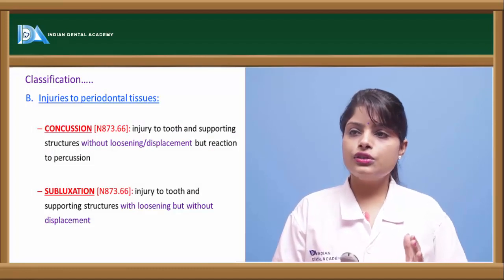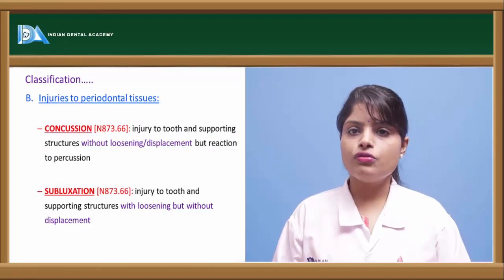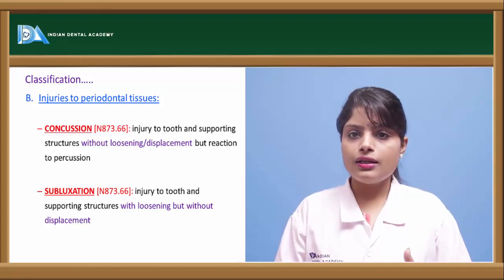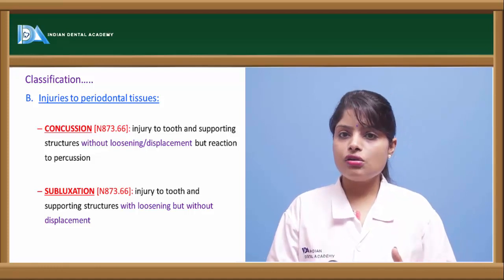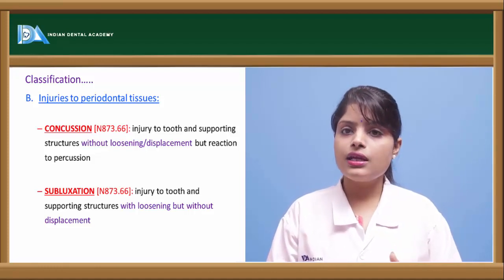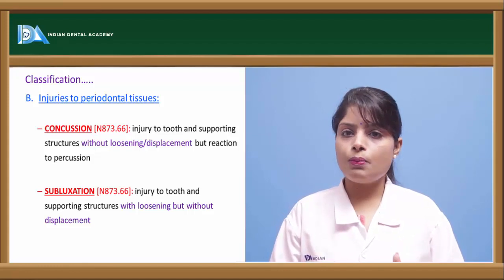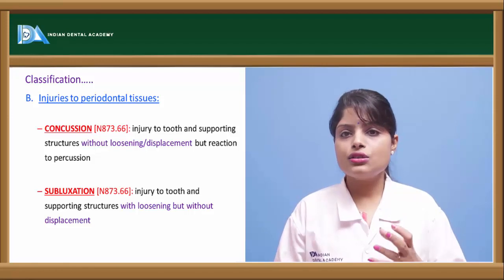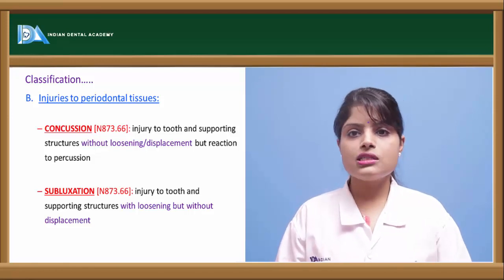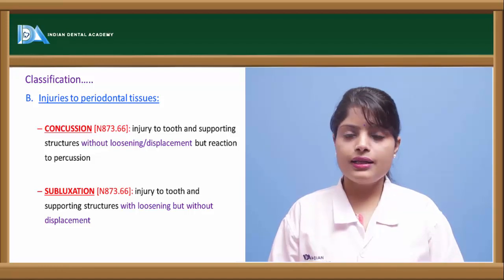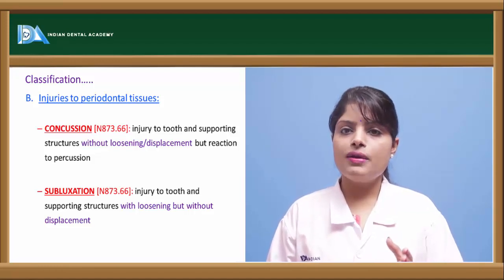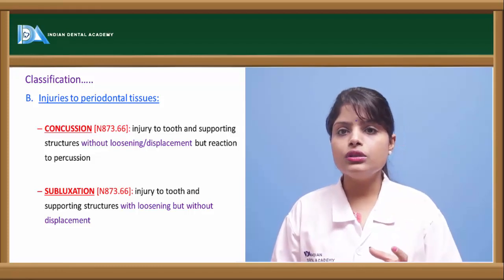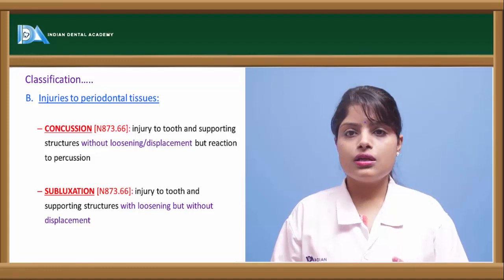Now coming over to the injuries of the supporting tissues of the tooth, that is the periodontal ligament. It involves concussion. Now concussion is basically the injury to the periodontal ligament without any loosening of the support of the tooth. Then comes subluxation, that is, there is loosening of the tooth but there is no displacement of the tooth from the socket. That is, the tooth is not shifted from its axial line, but it cannot be neglected that the tooth is abnormally loosened in the socket.